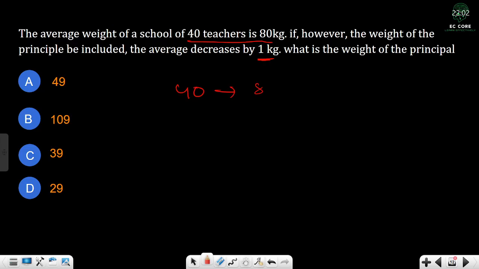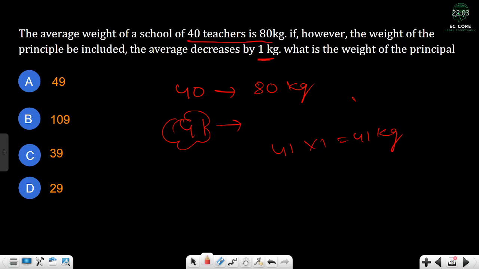40 is 80 kgs. If I am adding the principal, then this comes to 41. So my average is decreasing by 1 kg. So this 1 kg will be distributed among these 41 teachers. I need to subtract them in order to find the weight. That will be 41 kgs. So 80 minus 41 is equal to 39. So 39 is the weight of the principal.